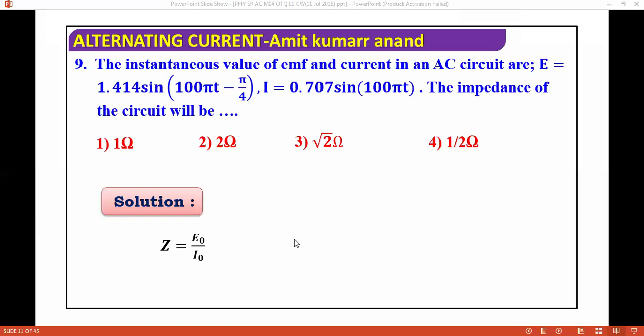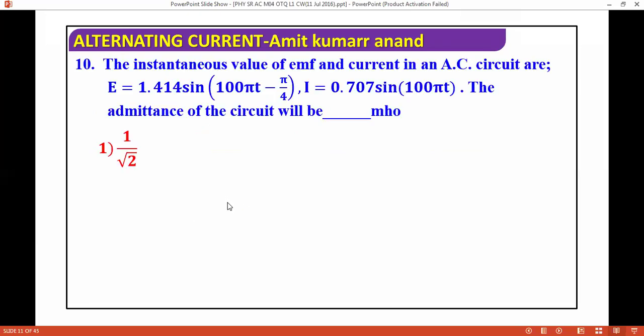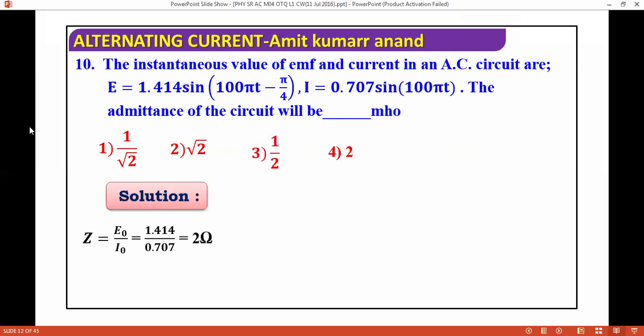So this is the last question of the day. We are going to complete it. So this is the impedance. Again, same questions. You can do it, everyone. Very easy questions. The question is asking about impedance. You can put the values and you get the answers.